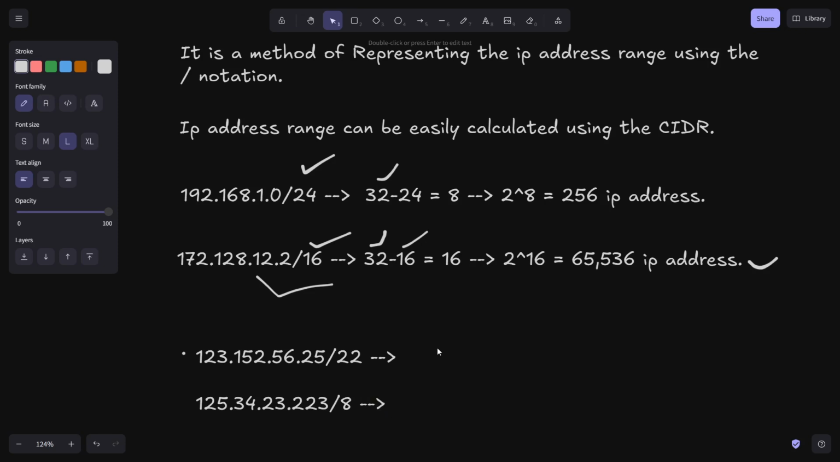Try to find how many IP addresses are available for the two given IP addresses.